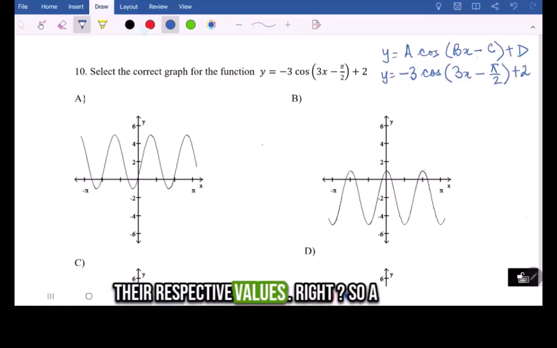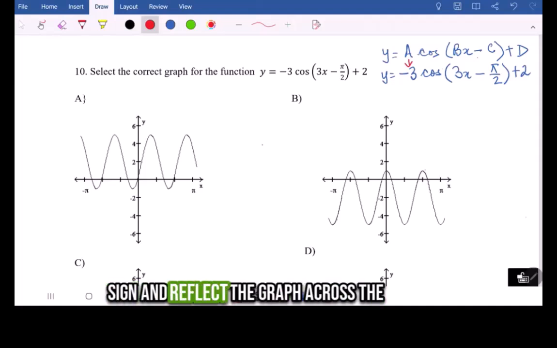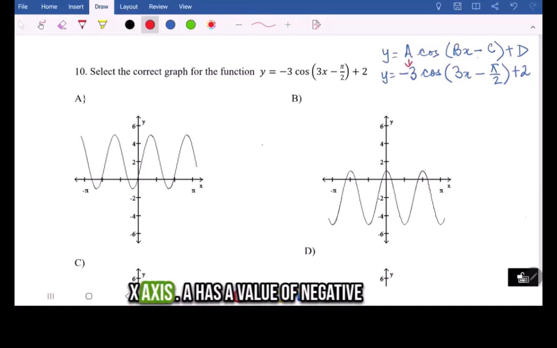So A will have a value of -3. This negative sign has a special function that we haven't seen in the questions before. It tells us that the graph will eventually be reflected across the x-axis. But for now, let's just work with the values of A, B, C, and D, and then at the very end we will factor in the negative sign and reflect the graph across the x-axis.